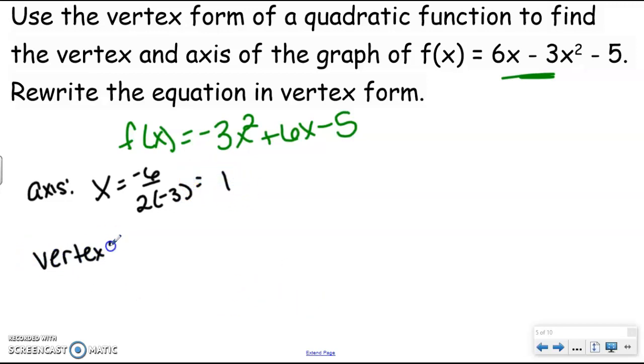And then I can find my vertex by plugging 1 in and simplifying all this, so I get negative 3 plus 6 is 3. 3 minus 5 is negative 2. So my vertex is at the point (1, negative 2).